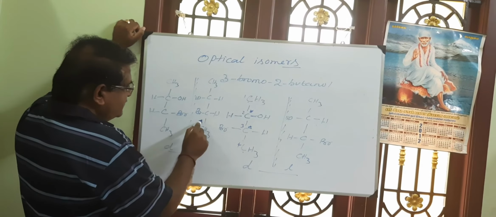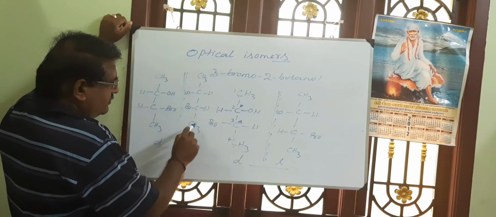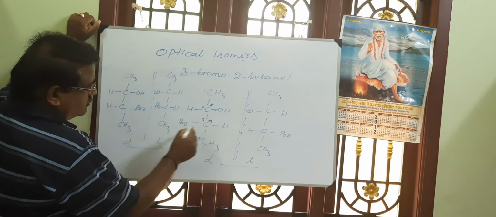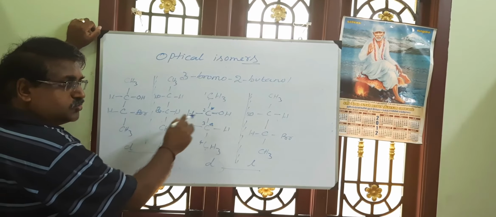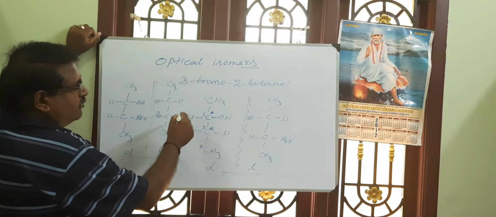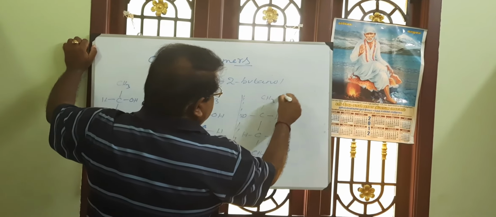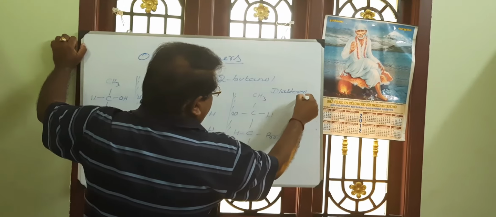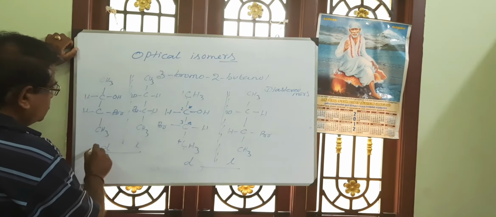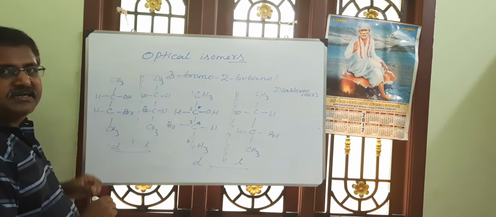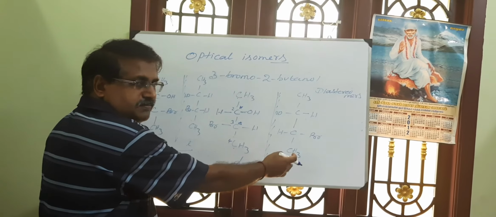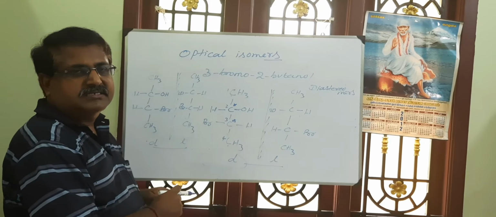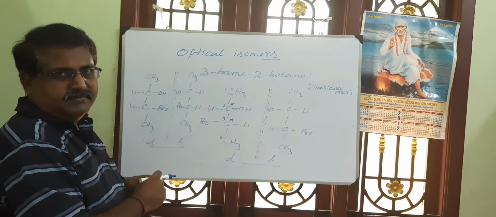Now what about this compound and this compound? These two compounds, for example this and this, are not mirror images, also not superimposable. These two compounds can be called diastereomers. Similarly, this compound and this compound can be called diastereomers because they are not mirror images, they are also not superimposable.